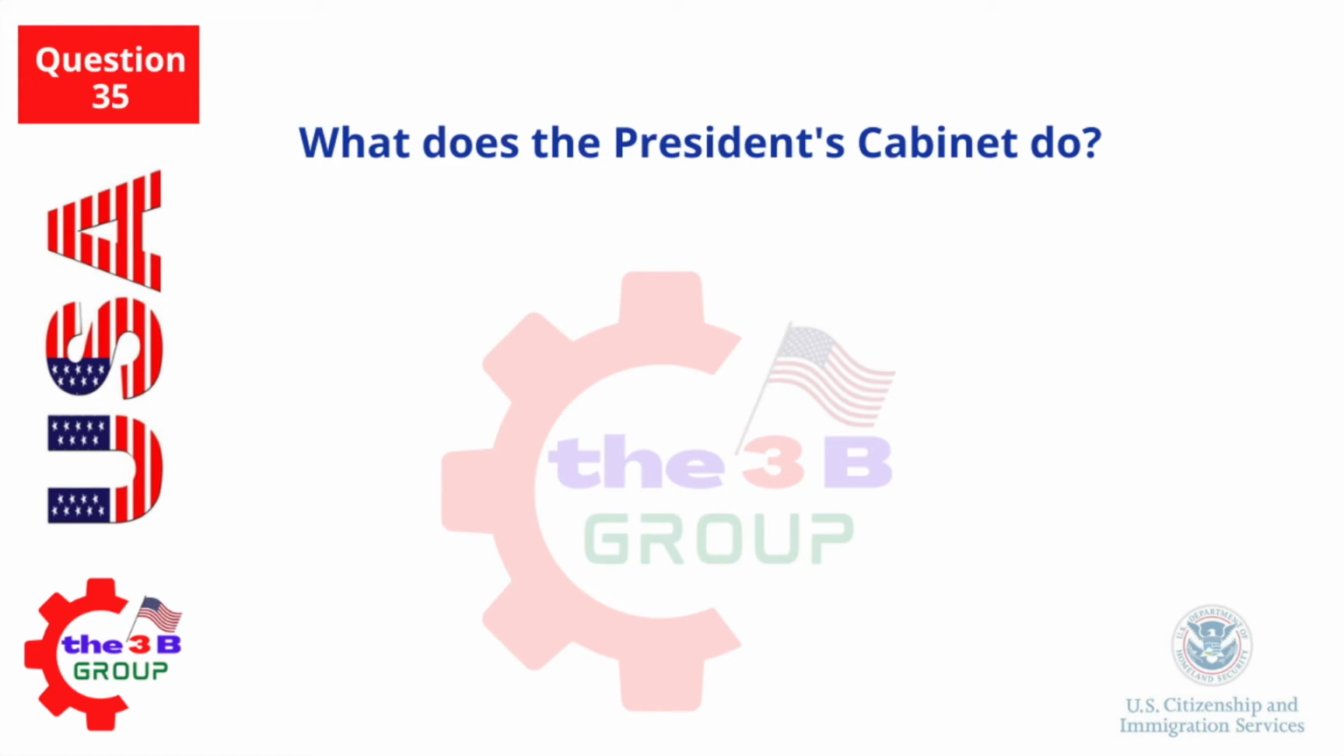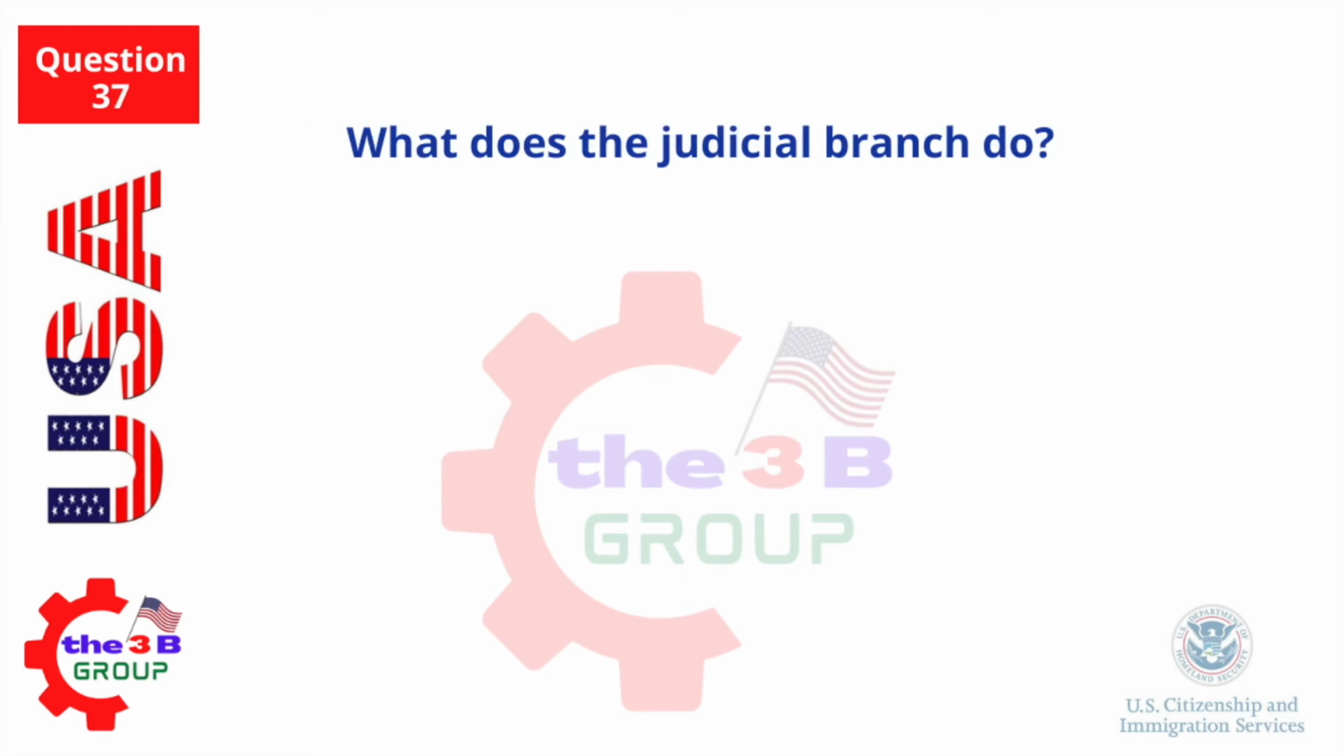What does the President's Cabinet do? Advises the President. What does the judicial branch do? Reviews laws.